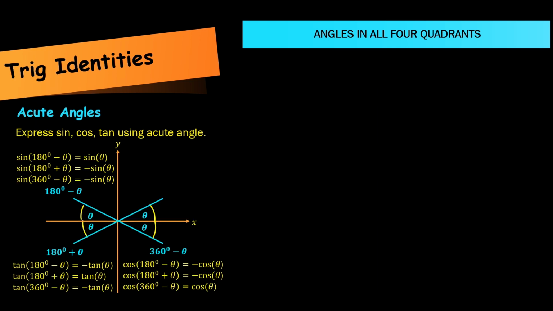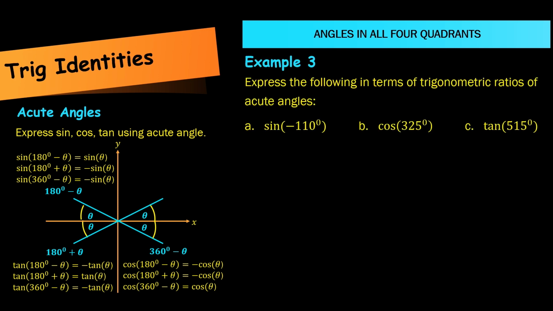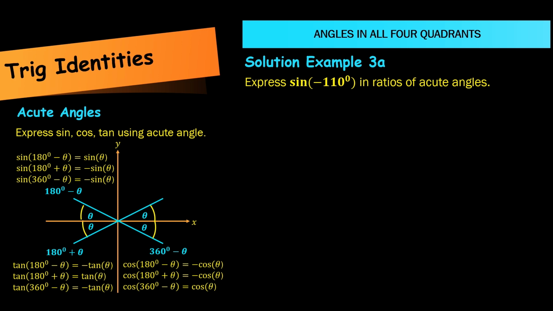Let's now take a look at an example using these laws. Pause the video and have a go. Press play when you're ready to view the solutions. So let's solve this. For example 3a, we are required to express sine of minus 110 degrees in ratios of acute angles.